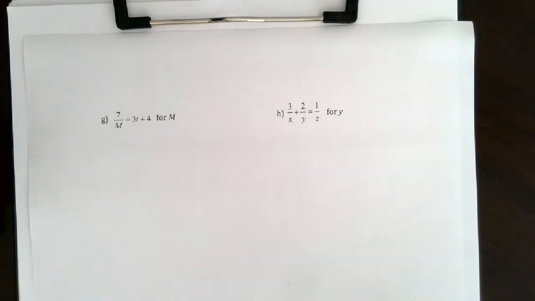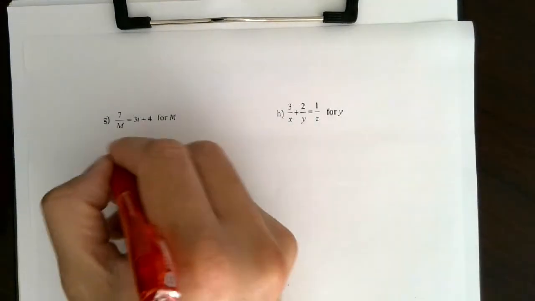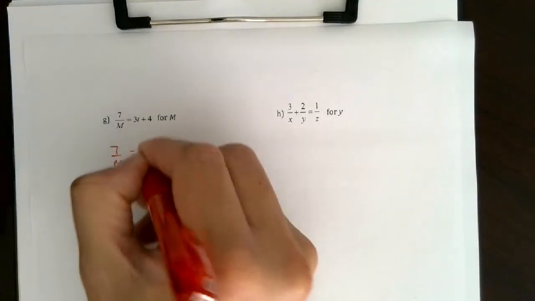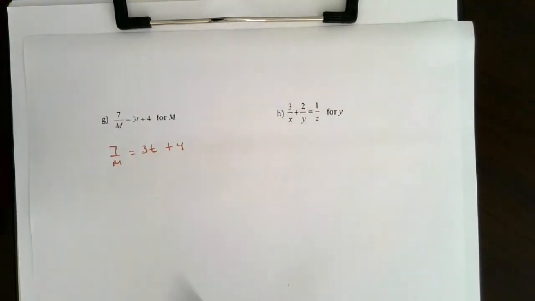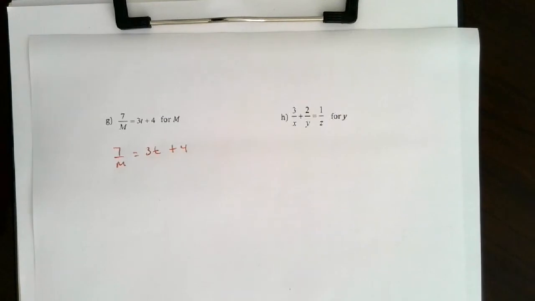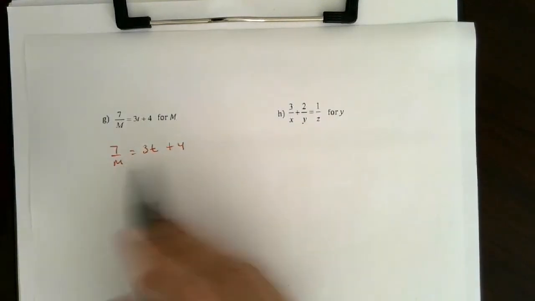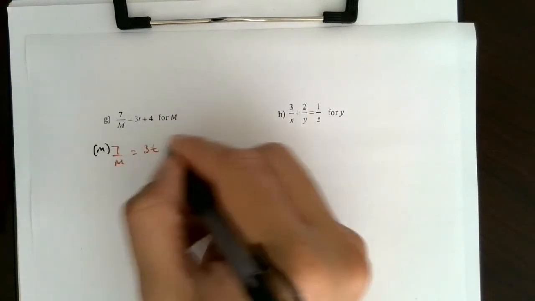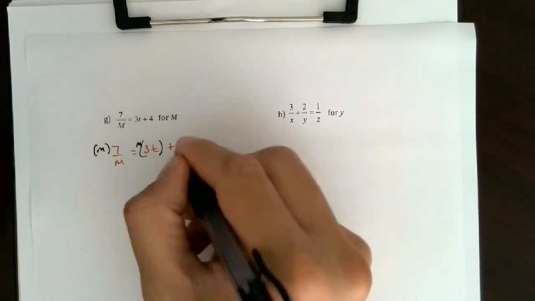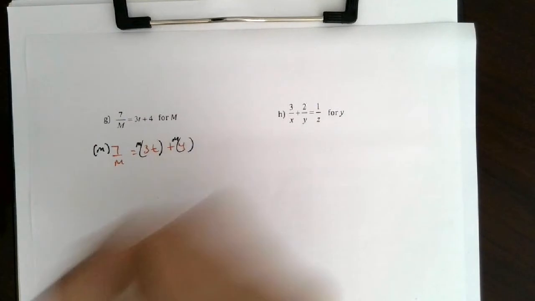So the first thing you would do is, if I have 7 over m equals 3t plus 4, and I want to get m out of the denominator, I'm going to multiply by the LCD, in this case, which is m. So I'm going to multiply by m to every term. You can say to both sides, but that really means to every term.